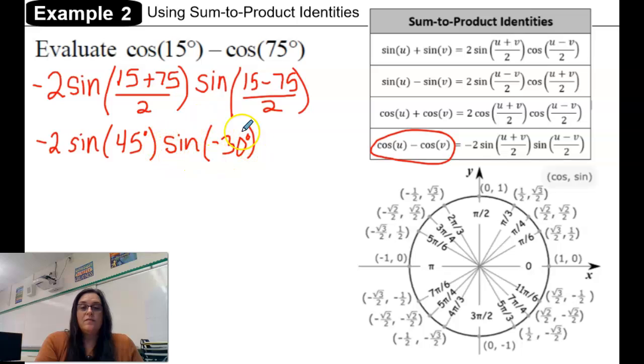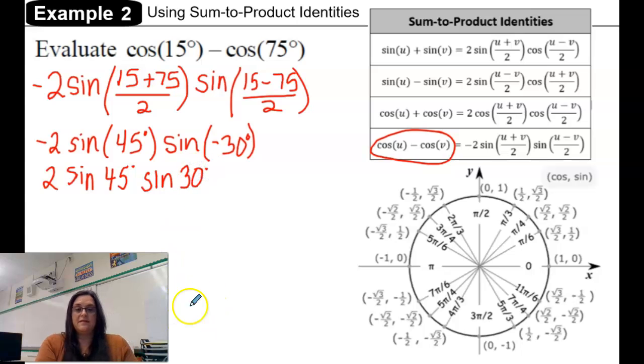So now remember from our fundamental identities, sine is an odd function. So we can use an odd identity to take that negative angle and make it a negative sine of the positive angle. And then a negative times a negative is a positive. So this becomes 2 sine of 45 degrees times the sine of 30 degrees, using that odd identity on sine.